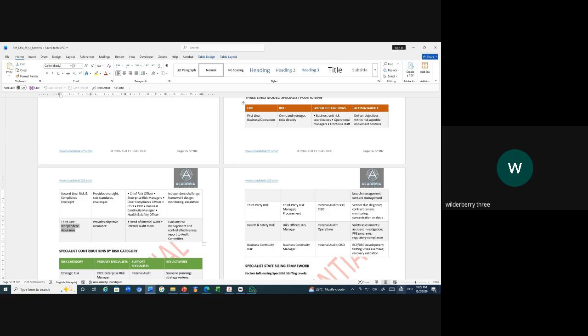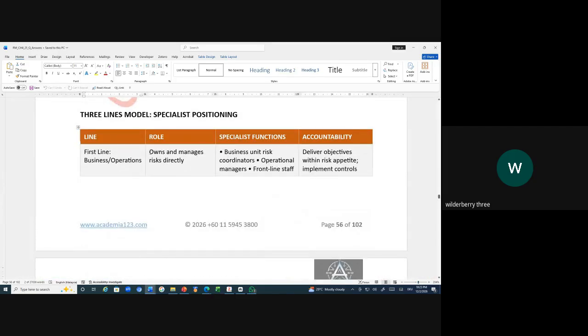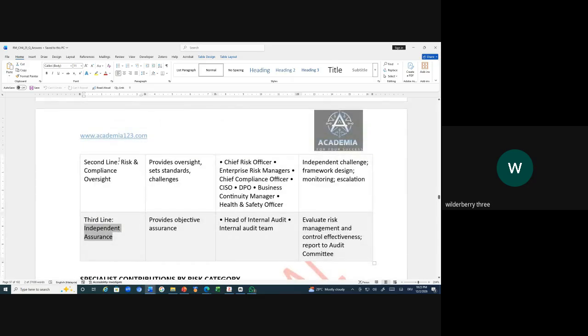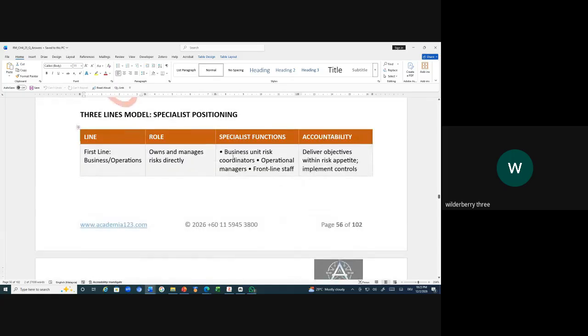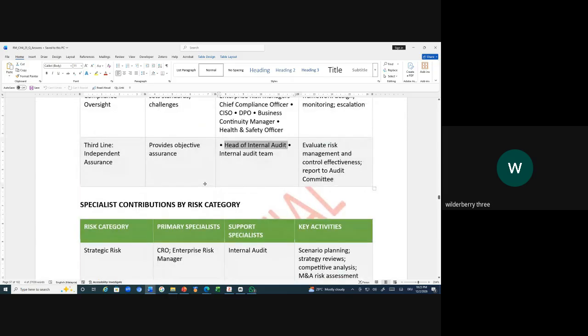Here it's the same. Let me put it a bit bigger. You see here, the first line. What is the function about? What is the accountability about? Here you have the business unit itself, the frontline staff, in the first line. In the second line, you have the chief risk officer, the compliance officer, and so on. In the third line, you have, for example, the head of internal audit. That can be organized in this way, just as an example, just as an idea.